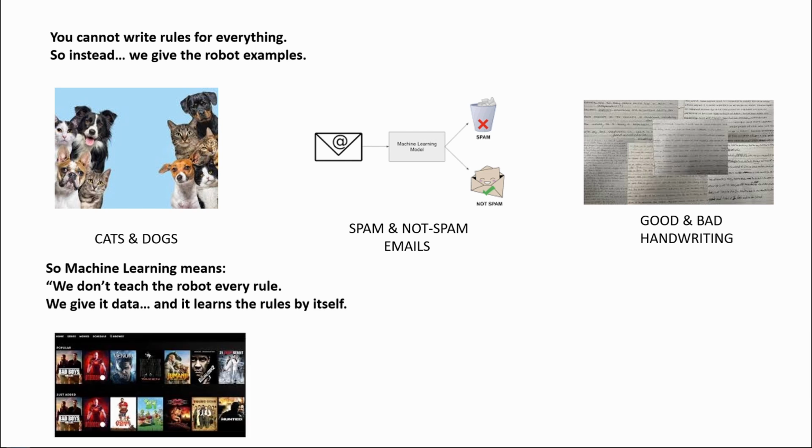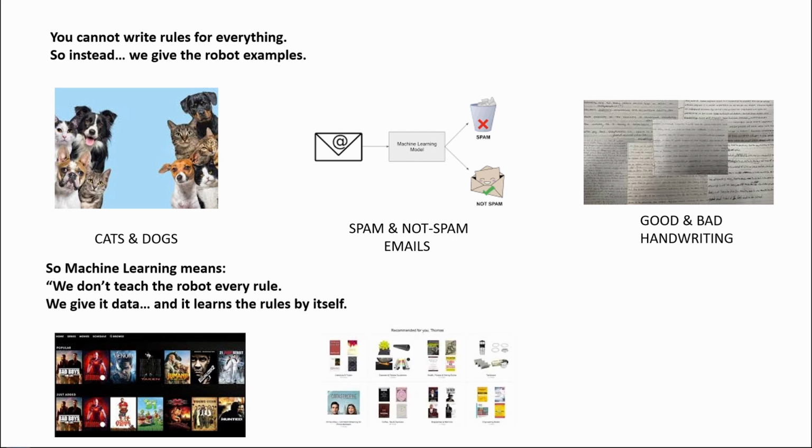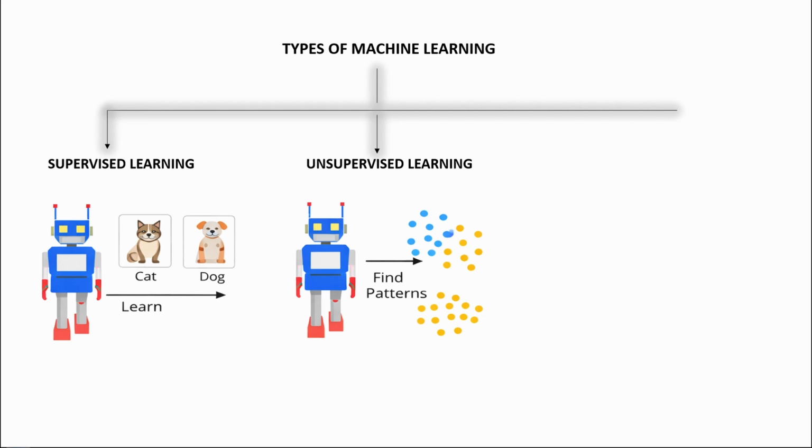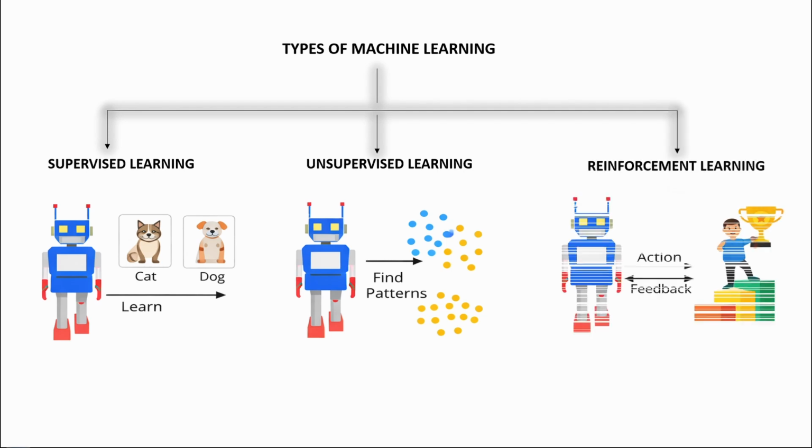Every time Netflix recommends a movie, every time Amazon suggests what to buy, every time your email filters spam, machine learning is quietly working. Types of machine learning. Machine learning itself has different ways of learning, but let's keep it simple. Supervised learning. The robot learns from labeled examples, like this is a cat, this is a dog. Unsupervised learning. The robot tries to find patterns without labels, like grouping customers based on behavior. Reinforcement learning. The robot learns by trial, error, and rewards, like learning to play a game or teaching a robot to walk better each time.